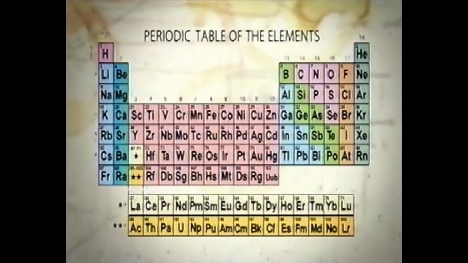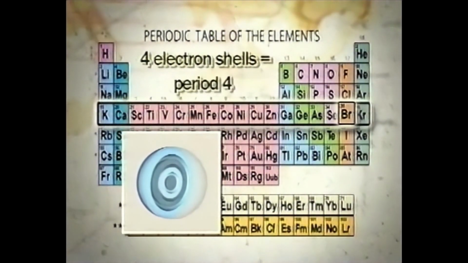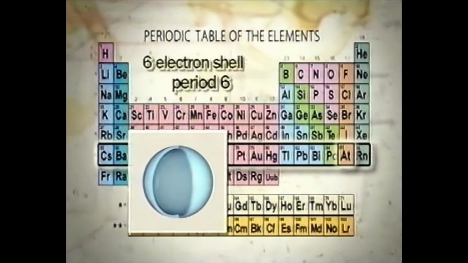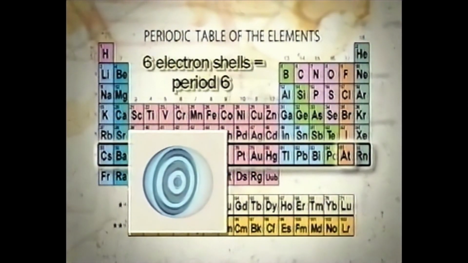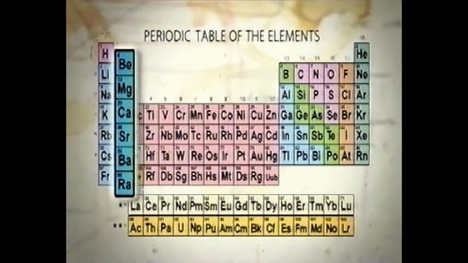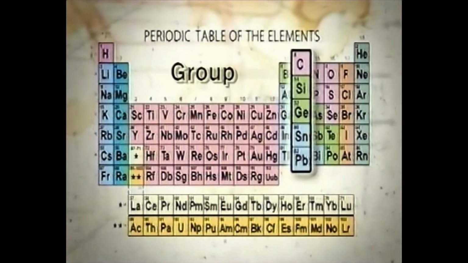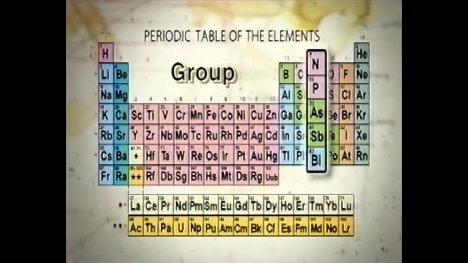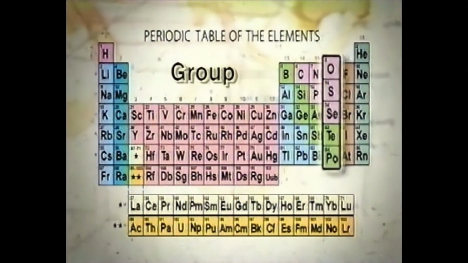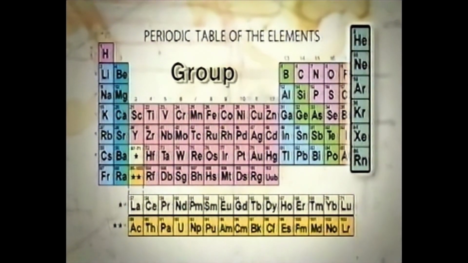For example, there are 4 electron shells in an atom of bromine, so it lies in period 4. Meanwhile, an atom of astatine in period 6 has 6 electron shells. As you read across the table from left to right, the vertical lines of elements are called groups. Elements in a group have the same number of electrons in their outermost electron shells. These are called valence electrons, and they dictate how elements interact. Elements in the same group generally interact with other elements in similar ways.